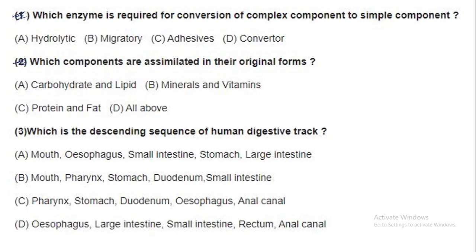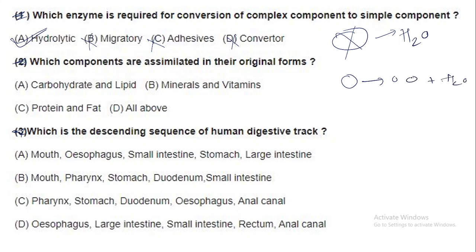Going ahead. Which enzyme is required for conversion of complex components into simple components? Okay, have you heard of adhesives as enzymes? No. Have you heard of migratories as enzymes? No. Converters? No. Hydrolytic enzymes. Hydrolytic means they are going to break the component by the addition of water. Any biomolecule which is broken into simple compounds in this way, such reactions are called hydrolytic reactions, and such enzymes are hydrolytic enzymes.